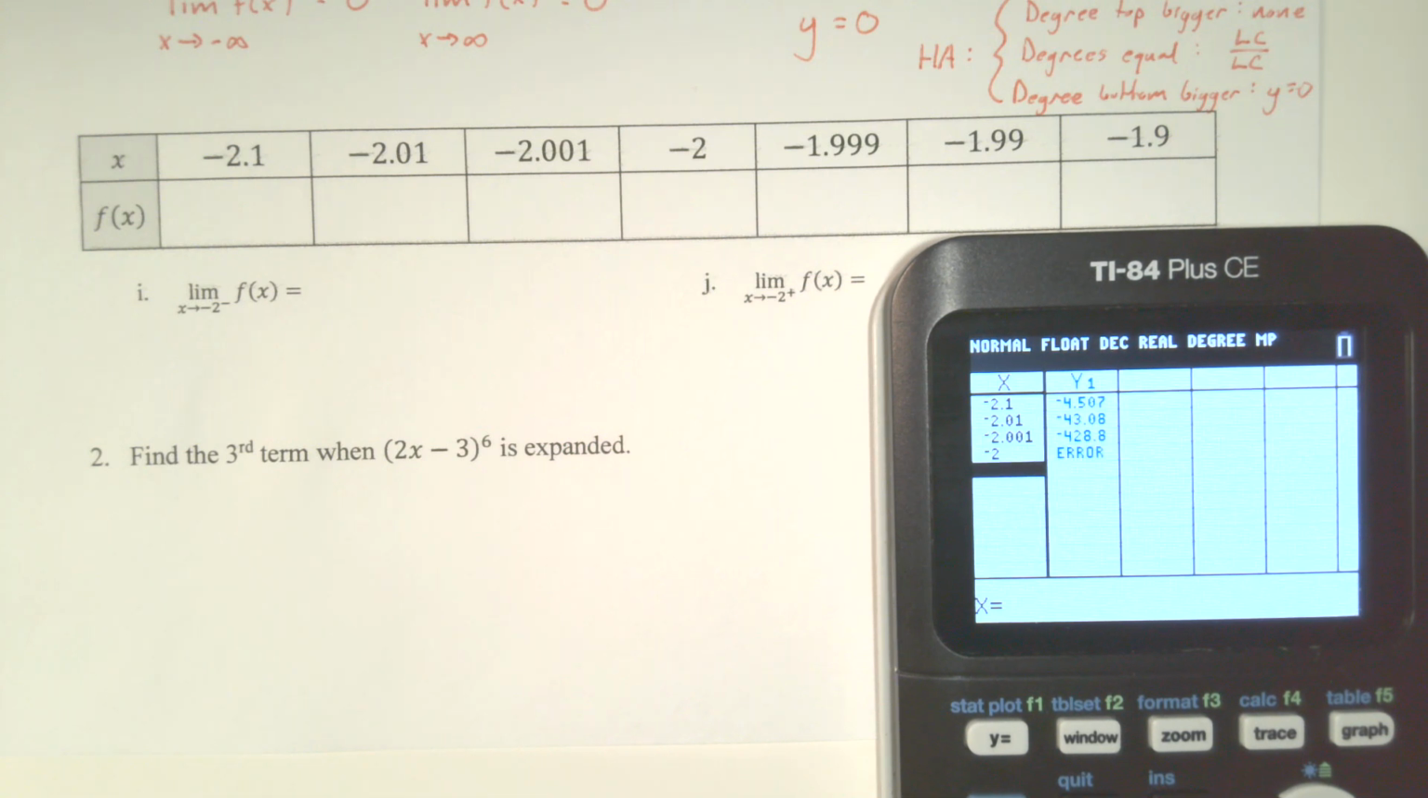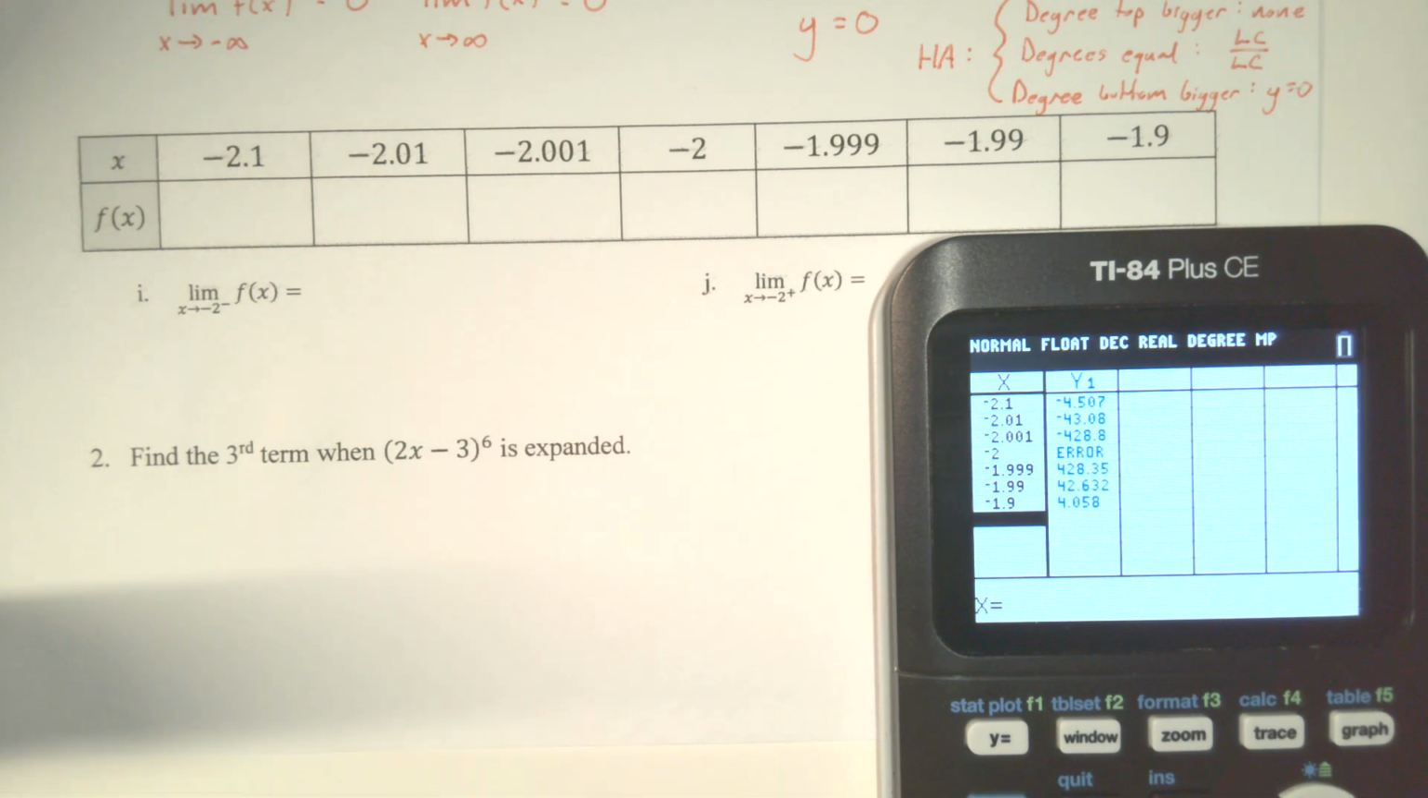-2. Okay, there we go. I don't know what I typed. -1.999. -1.99. And then -1.9. So let's see what our function is doing as x gets very near -2.